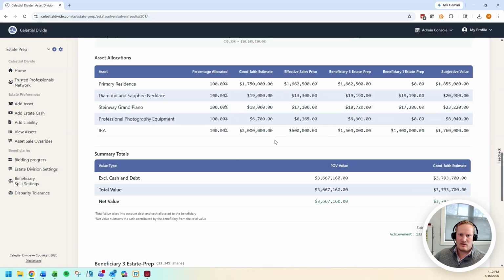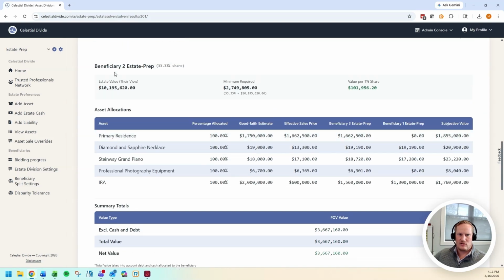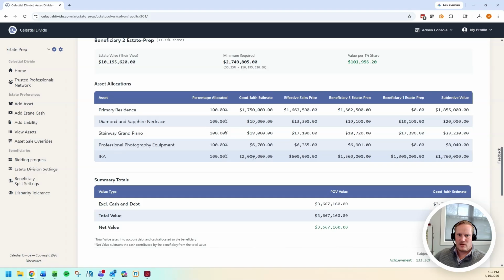So here we're on the executor page or professional viewpoint, and you can see an IRA is 100% allocated to this beneficiary number two. It's got a $2 million balance. We went ahead and said that's probably a mistake there at 60% off. It's supposed to be 40% off. And the beneficiary can place their own bids. So here we can see a pretty aggressive discount at 1.56.